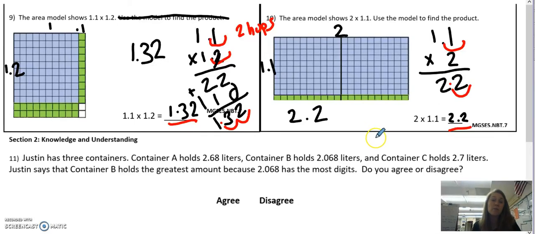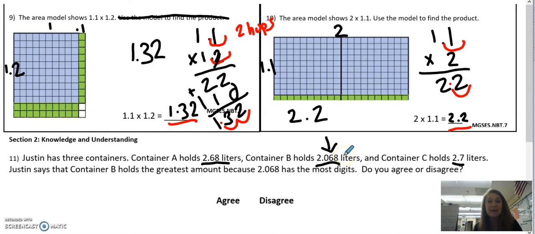So that's how you solve multiplying decimal problems using models and standard algorithm. And you can be sure you'll see some of those on your test. Now let's look at number 11. Justin has 3 containers. Container A holds 2 68/100 liters. Container B holds 2 68/1000 liters, and container C holds 2 7/10 liters. Justin says that container B, that was this one, holds the greatest amount because 2 68/1000 has the most digits. Do you agree or disagree?